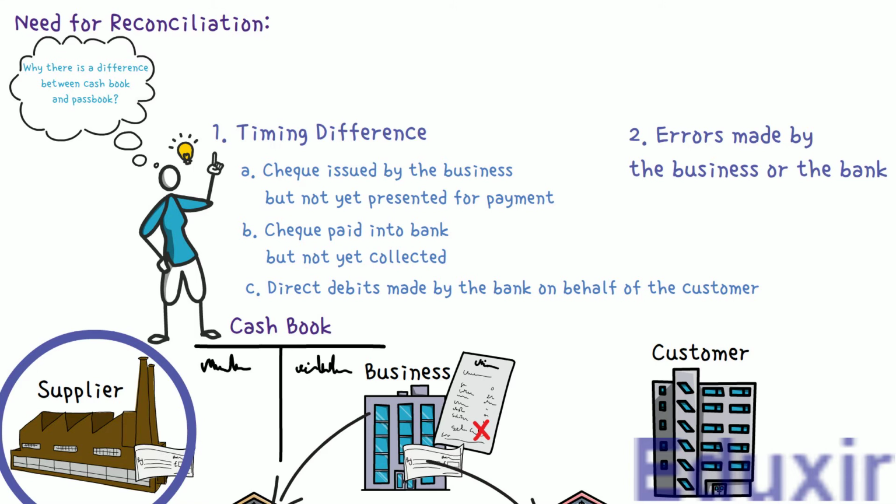There are other reasons also, but to keep it to the scope of this problem, let us consider only these three reasons for timing difference. As the problem does not have any particulars about the errors made by the business or by the bank, we will discuss these in other problems. With this information at our disposal, let us now proceed with the analysis of each of these details in the problem.